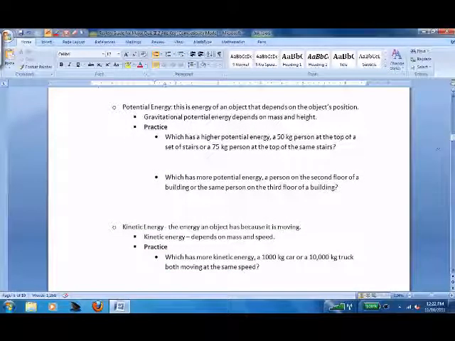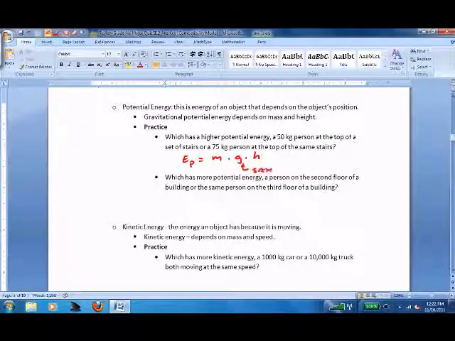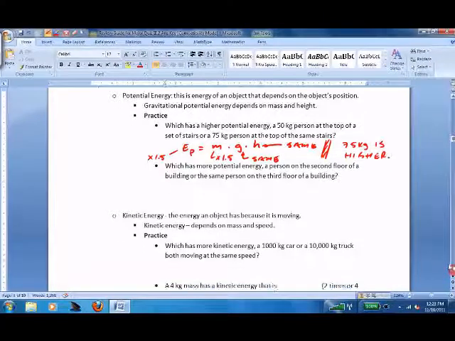Potential energy, which has higher potential energy? A 50 kilogram person at the top of stairs or a 75 kilogram person? Well, potential energy is mass times gravity times height. Gravity is always the same, unless we end up on the moon. Same height. So we just increase the mass, and actually it's 1.5. So times 1.5, therefore this is going to be times 1.5. So the 75 kilogram person is higher. Leave the other one to you.